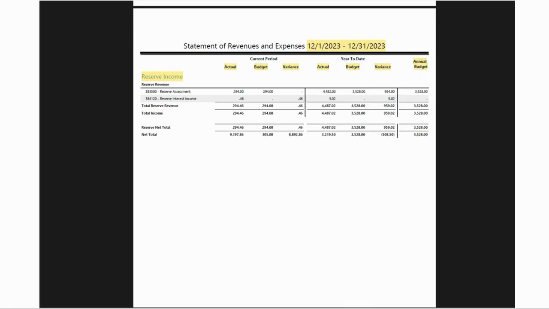The best comparison to make is between the year-to-date variance and the annual budget column. This allows you to review whether some over or under spending during a certain time period will heavily affect your overall budget for the year or not.